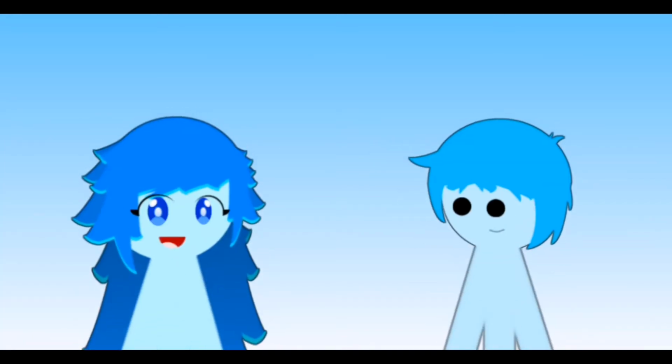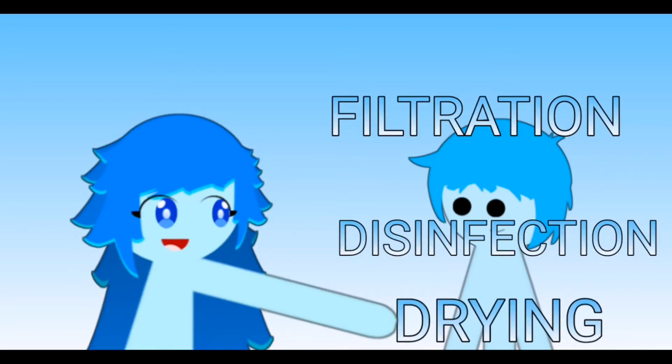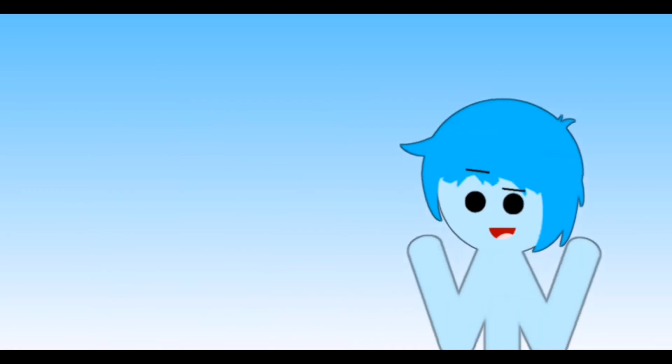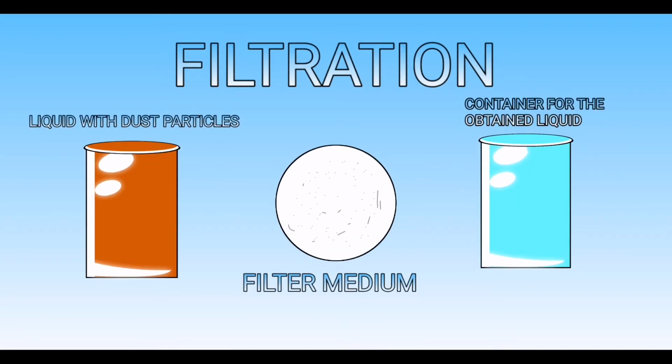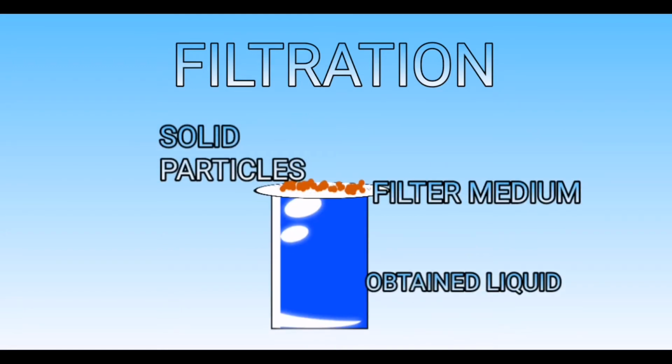We're going to talk about filtration, disinfection, and drying. First, we're going to talk about filtration. So what is filtration? Filtration is the process in which solid particles in a liquid or gaseous fluid are removed by the use of a filter medium that permits the fluid to pass through but retains the solid particles.